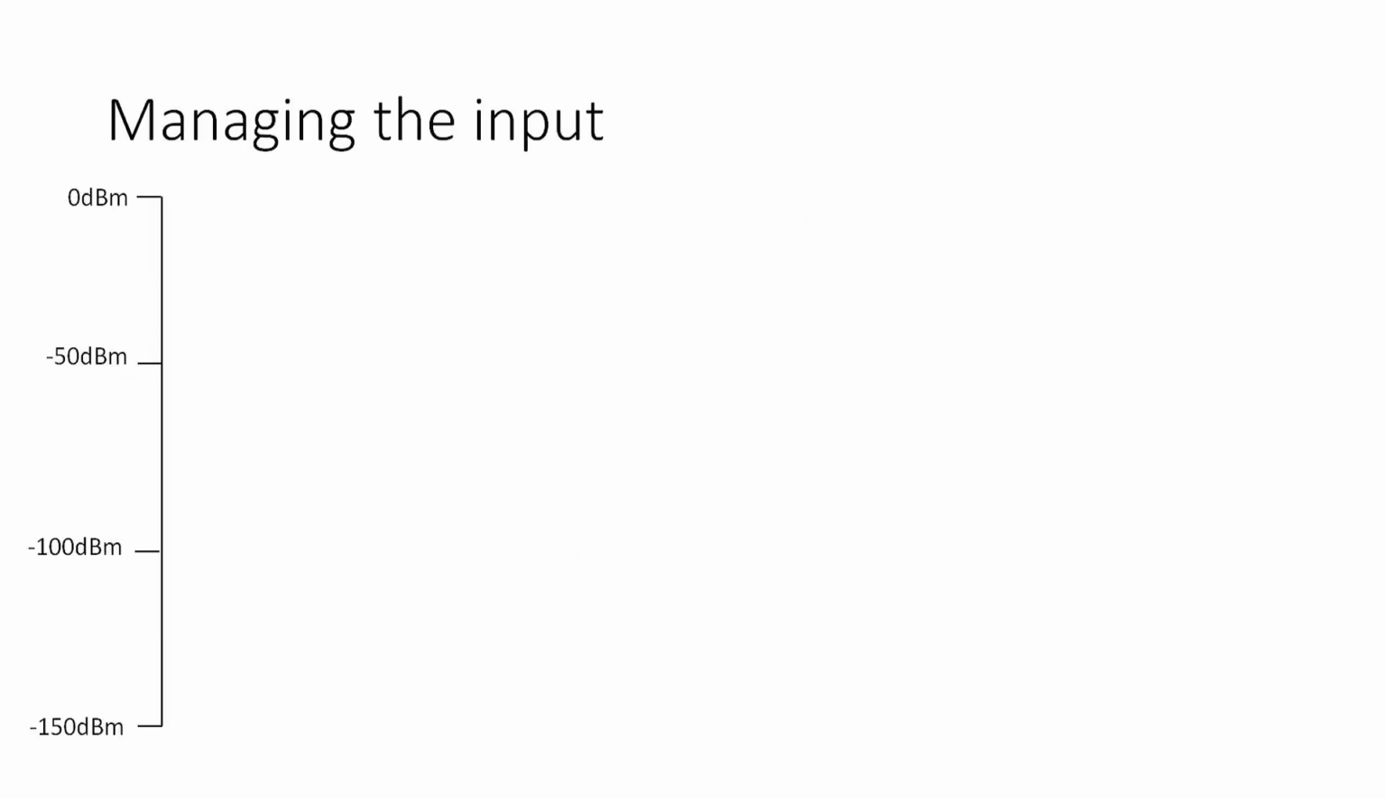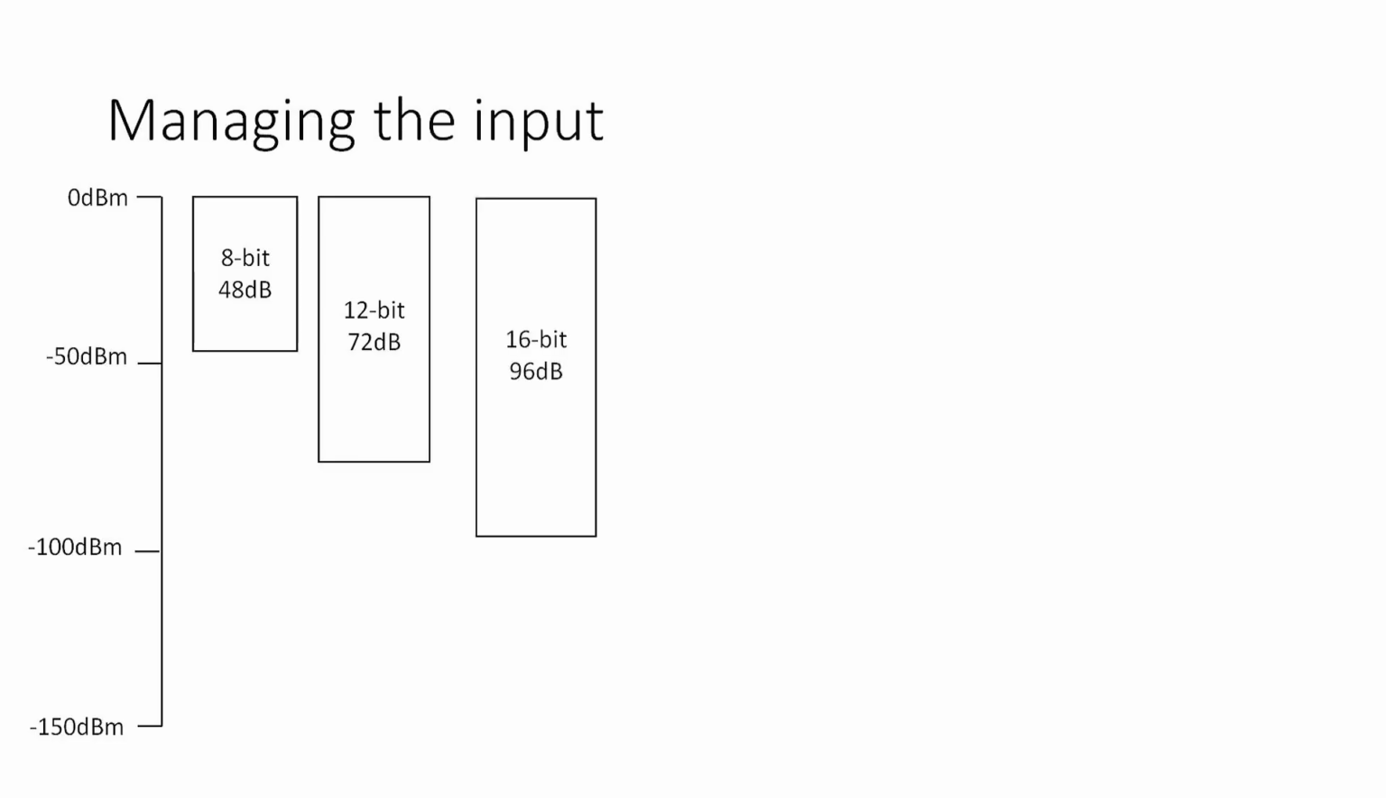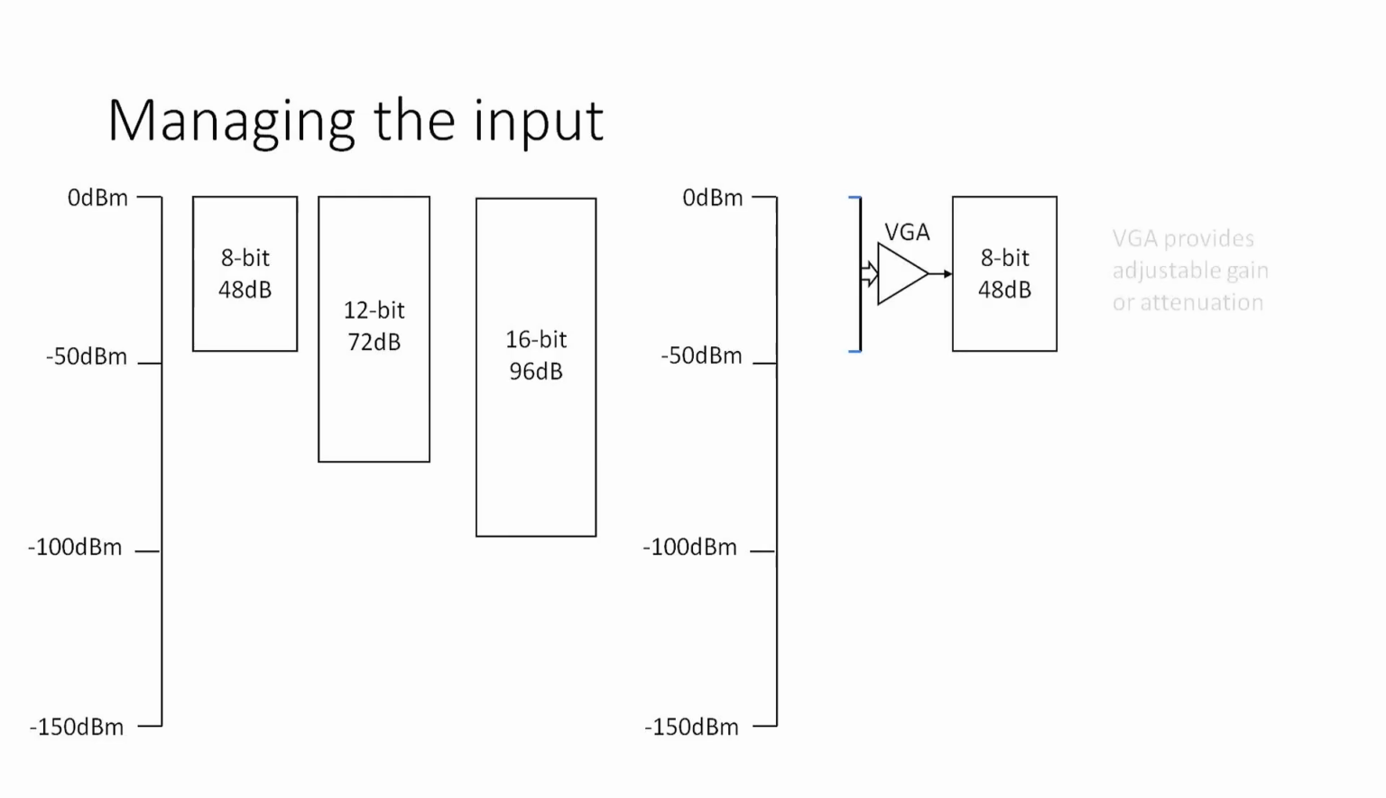So the trick with analog to digital converters is to manage the input. So if, for example, we've got an 8-bit, 12-bit, 16-bit, and that's our range of possible inputs, how are we going to handle that? And the way we do it is we put in a variable gain amplifier.